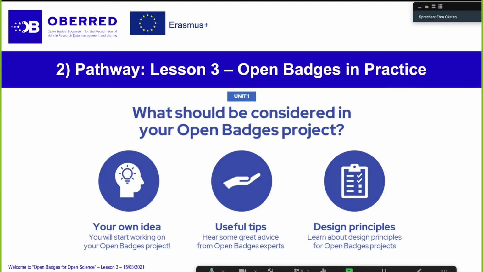Here we thought about awarding a special badge. I will give you more information about this later. You need to know that in this lesson you will develop your own idea about an open badge project. In unit 1, you start to think in which direction your project could go. And in the first unit, some tips and advice from open badge experts will be given, and you'll learn about design principles which could be important for your own open badge project.